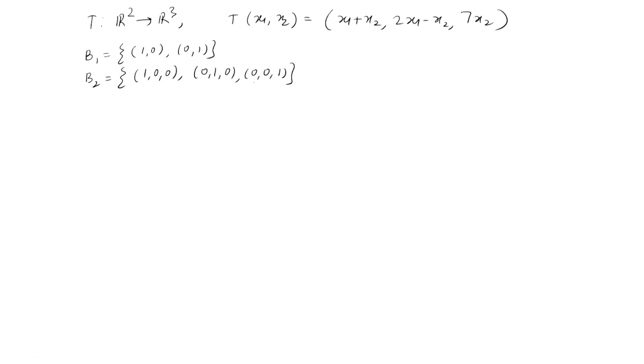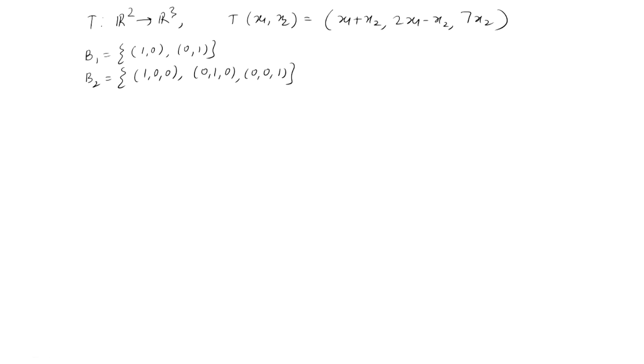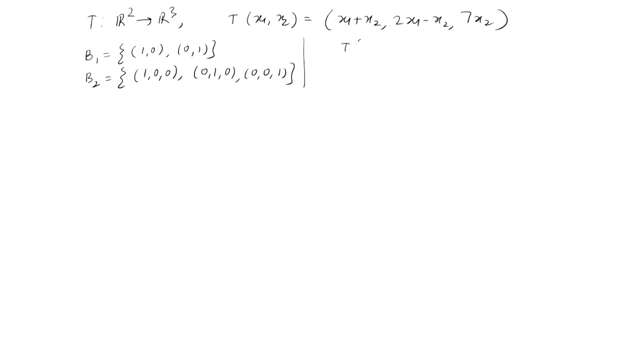Now, we have to find the matrix of T with respect to the ordered bases B1 and B2. So, how can we find that matrix? Let us see here. First we find T of (1, 0). T of (1, 0) from here is (1, 2, 0). Now, this is nothing but 1 times (1, 0, 0), 2 times (0, 1, 0), and of course 0 times (0, 0, 1).